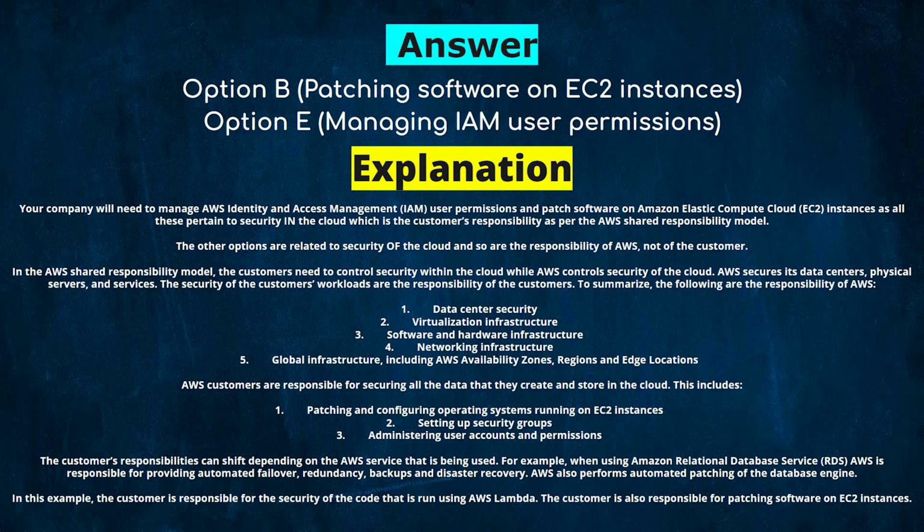To summarize, the following are the responsibility of AWS. Number 1, data center security. 2, virtualization infrastructure. 3. Software and hardware infrastructure. Number 4. Networking infrastructure. 5. Global infrastructure including AWS availability zones, regions, and edge locations.